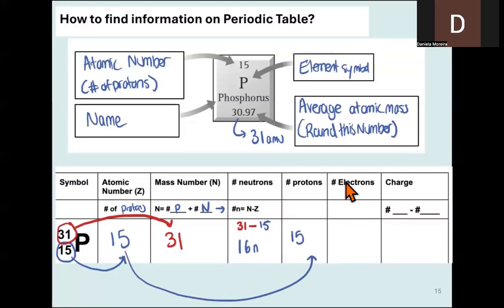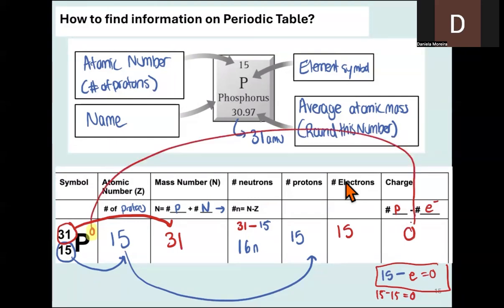We notice that there is no number written in the charge right here. A charge number would be right there. Since there's no number, we're going to assume that this is 0. So the charge is 0. We calculate the charge by the number of protons minus the number of electrons. So in this case, we have 15 protons minus some number is equal to 0. Well, the only number that could make this true is if the number of electrons is 15. So now we have 15 minus 15 is a charge of 0. And that charge number helps us determine how many electrons there are in an element or in an atom.